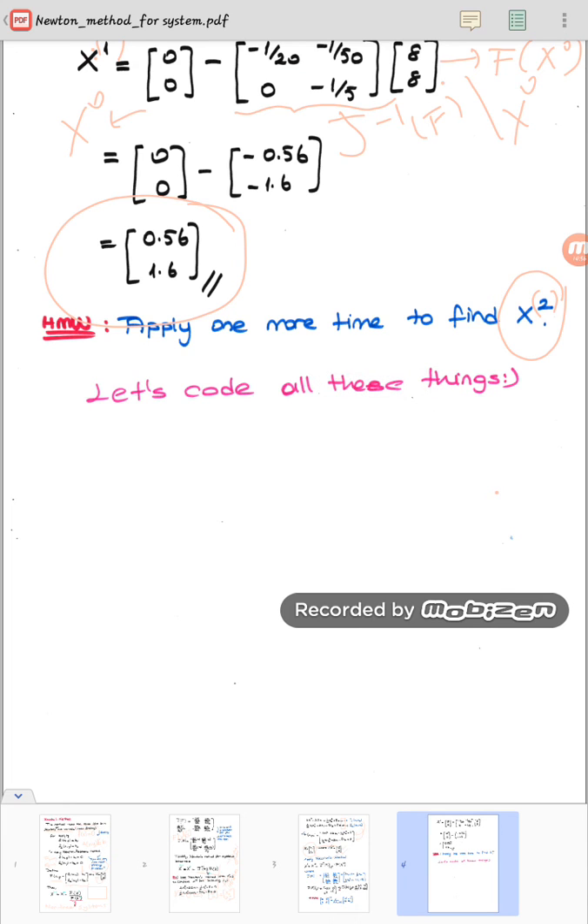So I wish to give all the code, all these things. So let's start MATLAB coding if it is possible. We will try, we will see. See you in the next course.